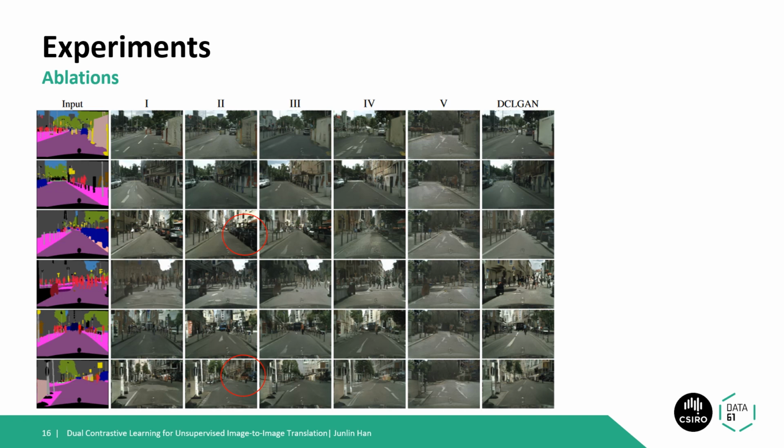Here are the video examples for all ablations. We can see that variant 2, which uses the external negatives, tends to merge objects together in a part labeled with a red circle. Also, the result of DCLGAN is more visually realistic than the rest of them.